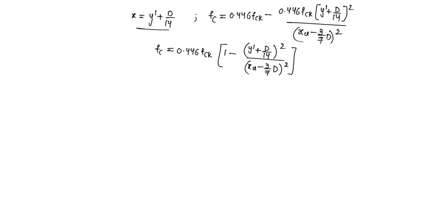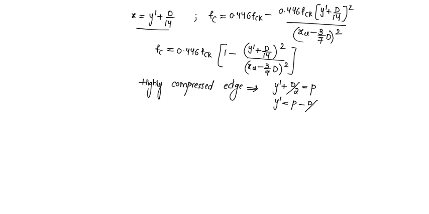Let us take the distance from the highly compressed edge. Then that distance Y bar plus D by 2 is from the highly compressed edge. Let us say it is some p, then substituting, in place of Y bar we'll put p minus D by 2. Then Fc will be equal to 0.446 fck into 1 minus, Y bar is p minus D by 2 plus D by 14, whole square by Xu minus 3/7 of D whole square.